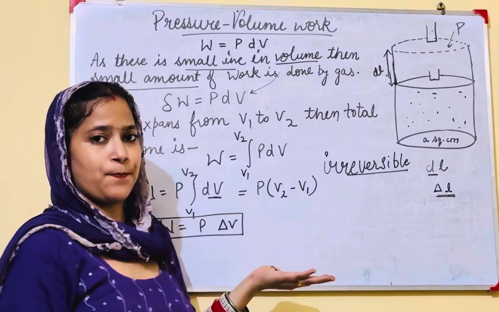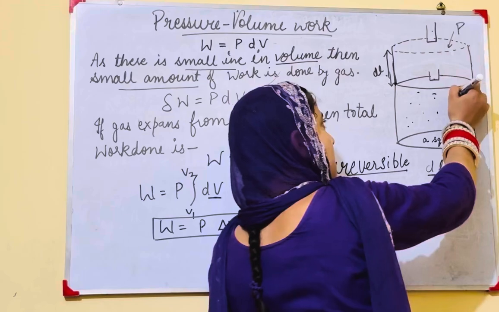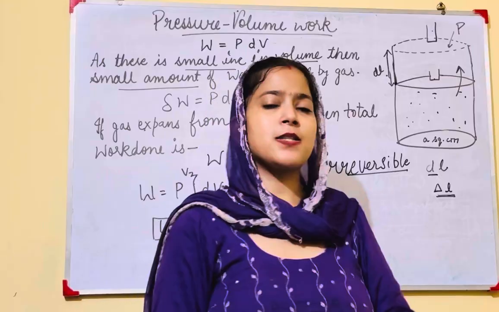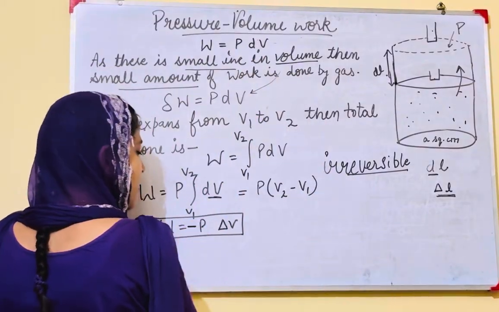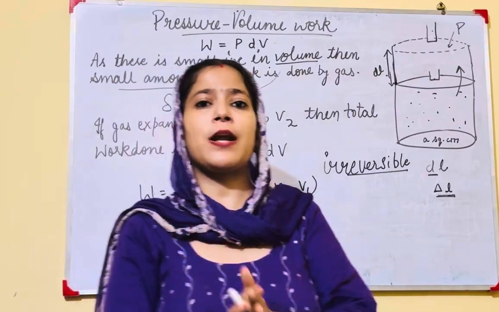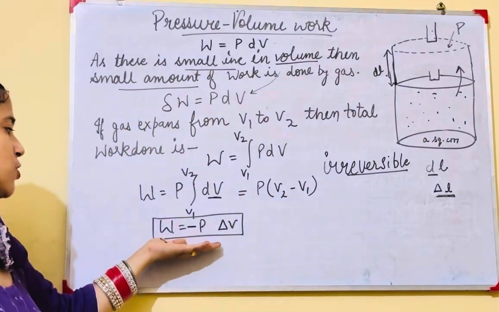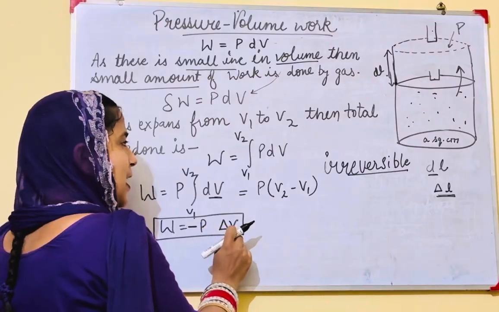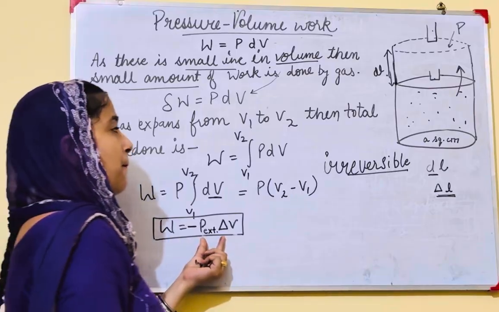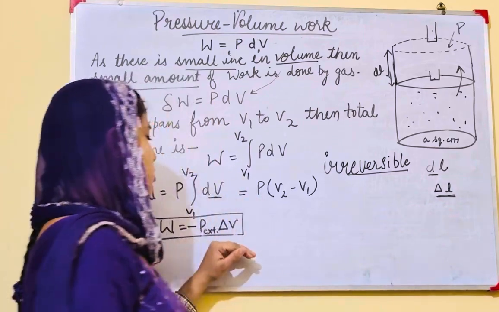Work of expansion. Now understand this thing. Work of expansion means work is done by these gas molecules to expand. When work is done by the system, then it is always negative. So this is the general expression. It is considered for both compression and expansion. You just have to remember this expression: W is equal to minus P delta V. Here P is the external pressure. So this is the final expression for work done.